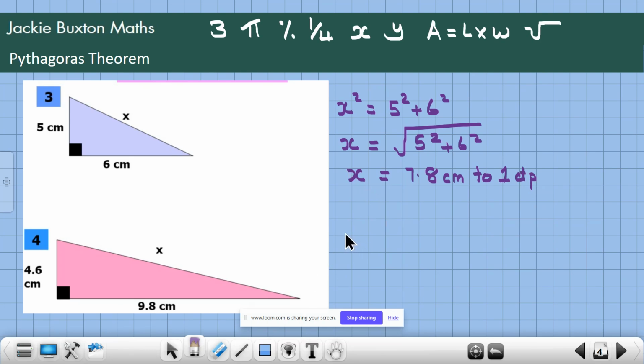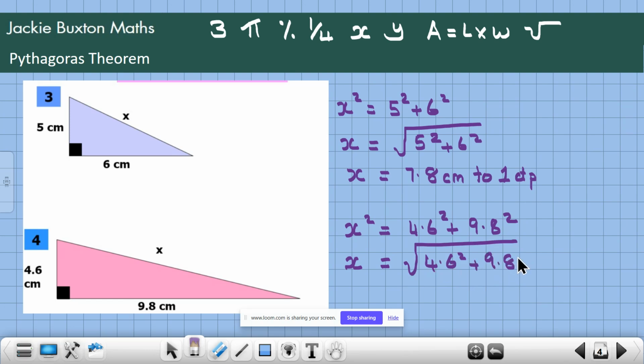Right, let's try the next one, question 4. So we start, and pause the video if you want to. X squared is equal to 4.6 squared plus 9.8 squared. So x is going to equal the square root of 4.6 squared plus 9.8 squared.